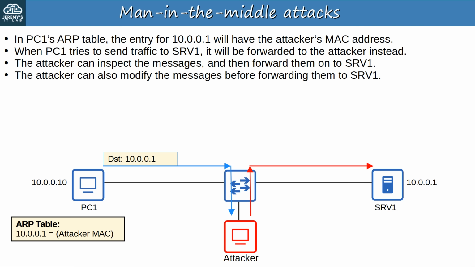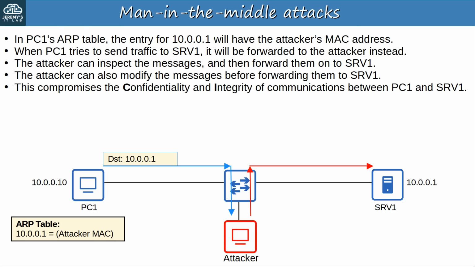So in this example, the threat isn't to the availability of the CIA triad. This kind of attack compromises the confidentiality and integrity, the C and I of the CIA triad, of the communications between PC1 and server 1. It compromises the confidentiality because an unauthorized user, the attacker, has access to the communications between PC1 and server 1, and it compromises the integrity because that unauthorized user can also modify the data before it reaches the destination.